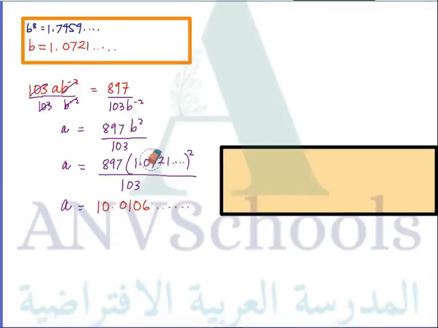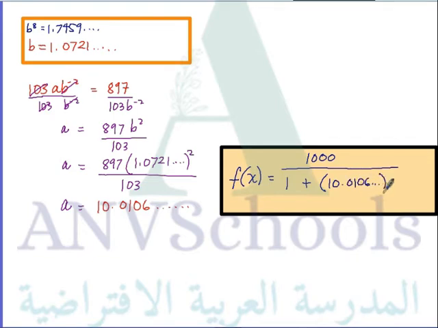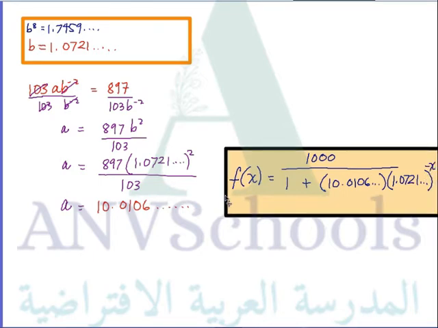So therefore, our logistic function, as defined by the variables a, b, and c, would be f of x equal to, since our ceiling, our upper bound, or the maximum restraint is 1000, 1000 over 1 plus, our a is 10.0106, and our b is 1.0721 raised to negative x. So this is our function.